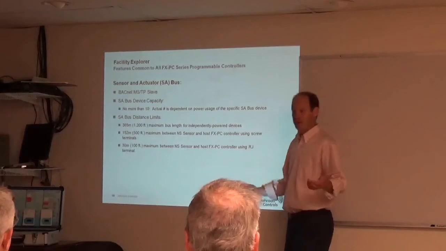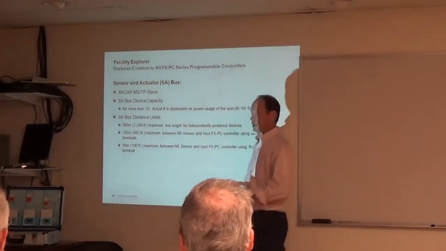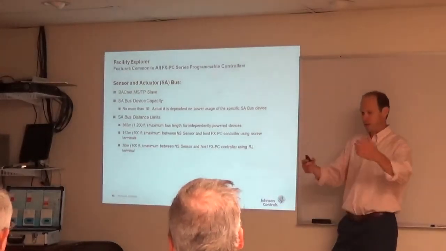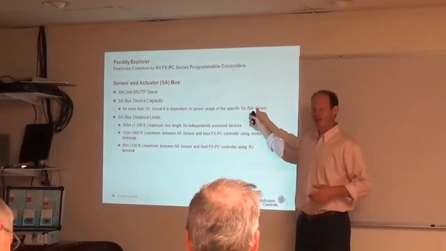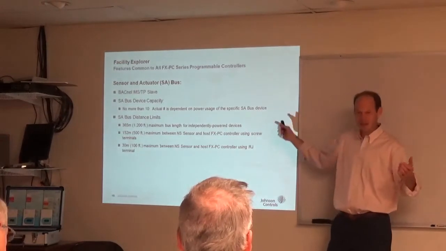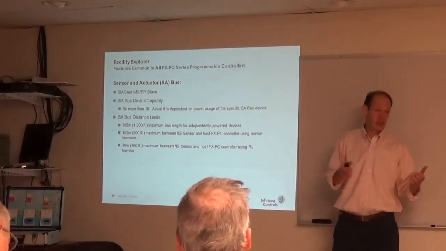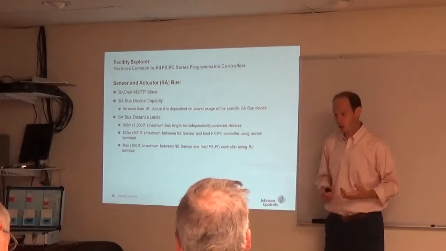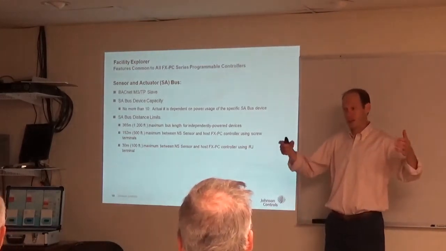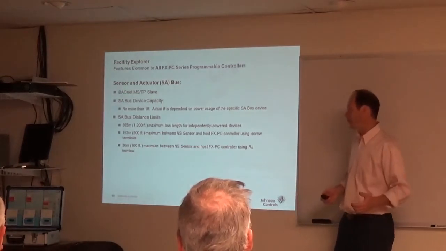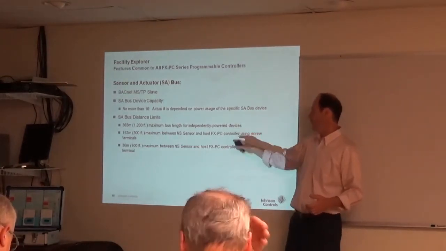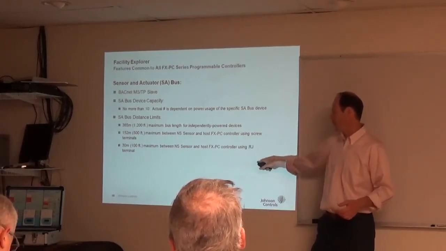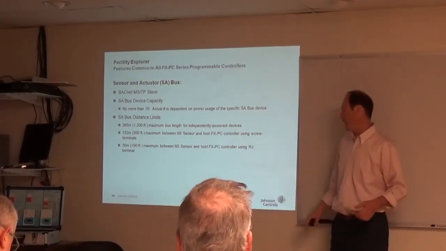So how many devices can I put on there? No more than 10. The number is dependent upon how much power each one of them draws, so you look at how much power each one is drawing. Usually about 4 or 5 sensors, maybe 3 or 4 expansion modules. You're going to get to a spot where you're filling up the controller with more logic, with more than 4 expansions, and you're talking about something pretty big at that point. 1,200 feet for independently powered devices, 500 for using the screw terminals, and 100 feet between sensor and controller.